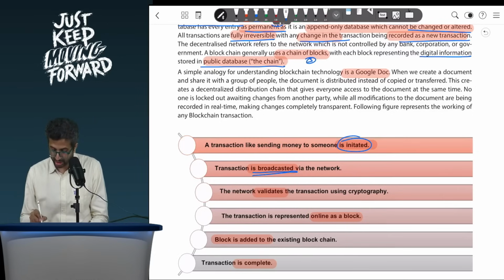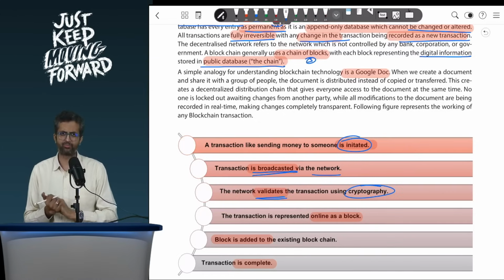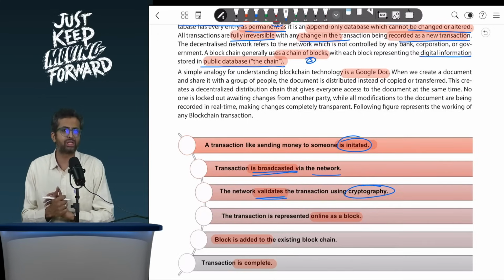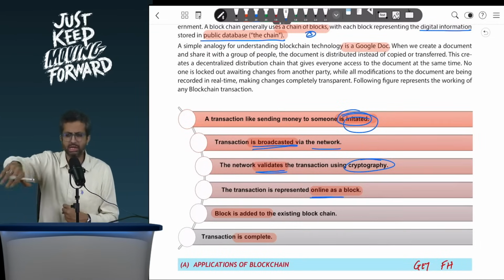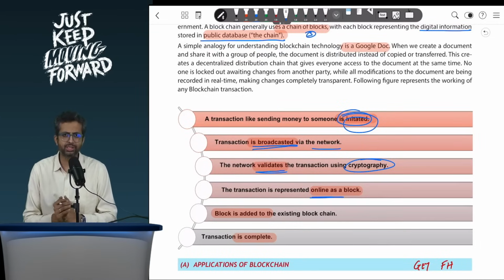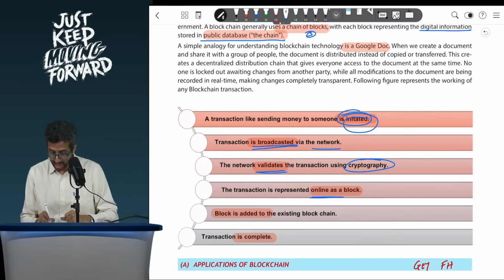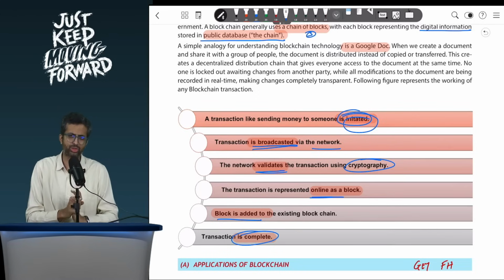So it is broadcasted via the network. The network validates using cryptography. So there is some encryption, some protocols through which it gets validated; this is called a consensus mechanism. The transaction, once it is validated by this widely distributed network, will be treated as a valid transaction and added to the block. Once the block is added, the transaction is complete, and this is an irreversible block which gets added.